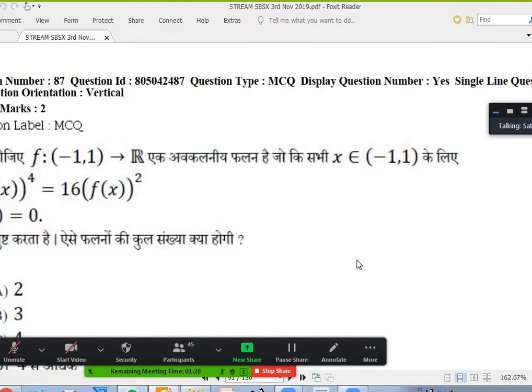Question 87 is based on differential equations, but not very complicated differential equations. Before even solving the question completely, I'll tell you what the answers are. I think there are 9 possible answers for this. 9 functions are there satisfying this.